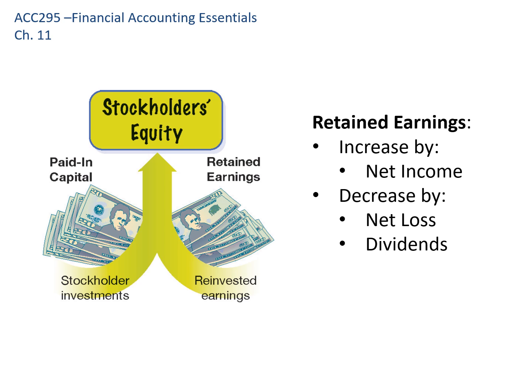So retained earnings is increased by net income. So revenues pull it up, expenses pull it down, and it's decreased by net losses and dividends. So that's how retained earnings is going to change over time.